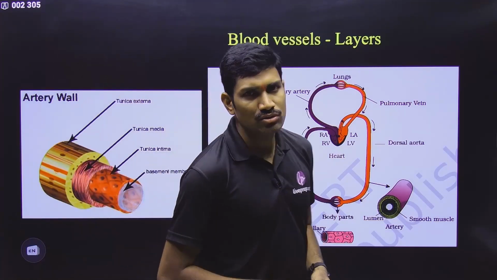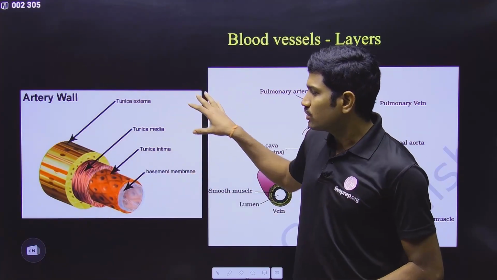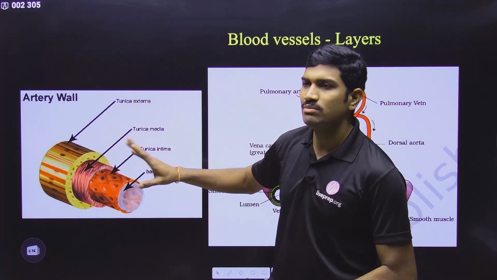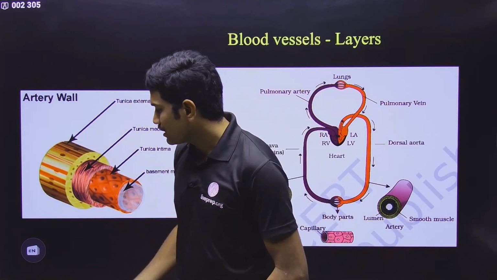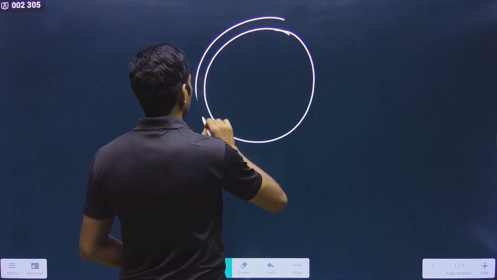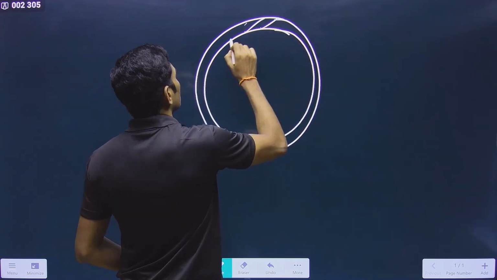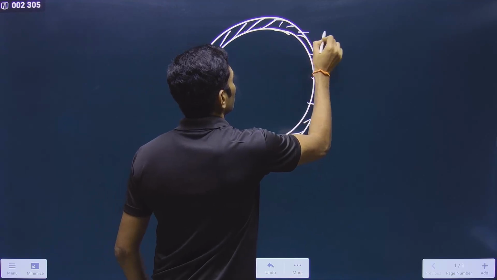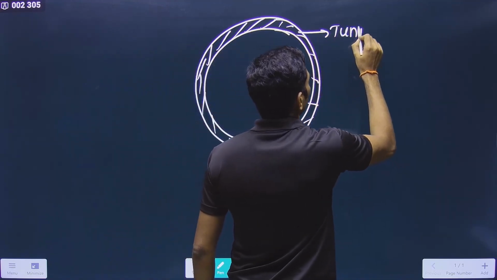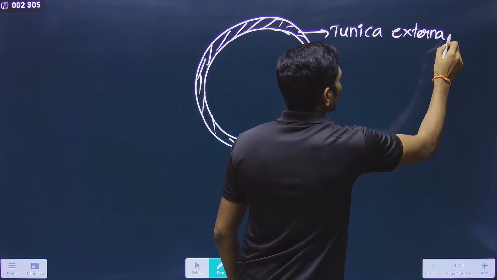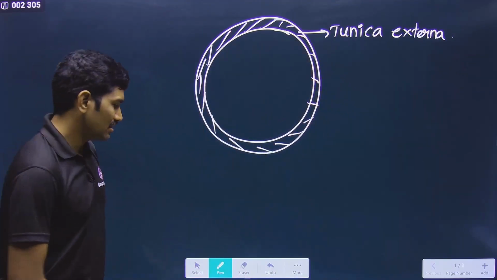Clear? Now we are slowly going into the concept. Here they are talking about some layers that are present within the wall of this blood vessel. Whether it is an artery or a vein, it is having three layers. Observe carefully. This outermost layer is called tunica externa. External layer, externalmost. That's why it is called tunica externa.